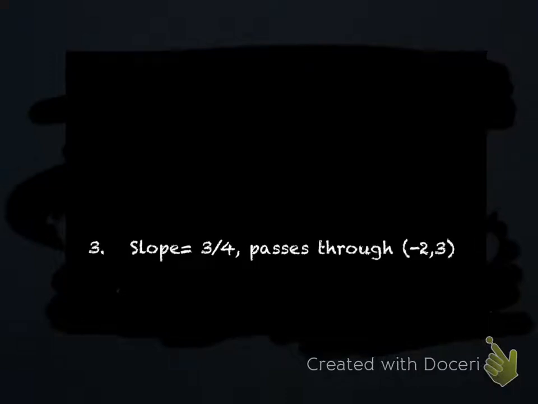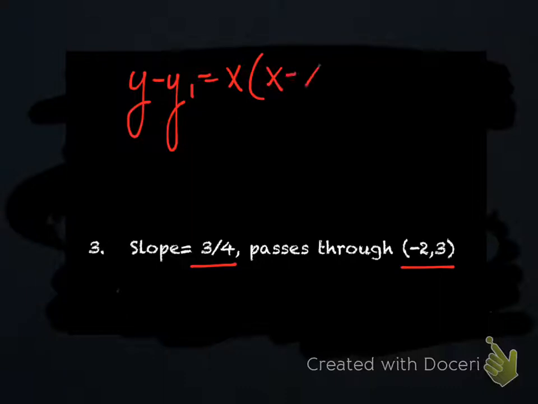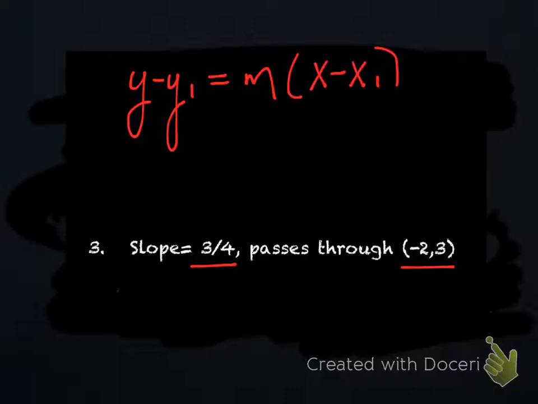Okay. So here's the question for number 3. Here's what we're supposed to do. We have a slope of 3/4, and we pass through negative 2, 3. So I start with my point slope form. Y minus y1 equals m times the quantity of x minus x1. Did you catch me? I was thinking of something else. I'm sorry. M times the quantity of x minus x1. My mind squirreled a little bit there.